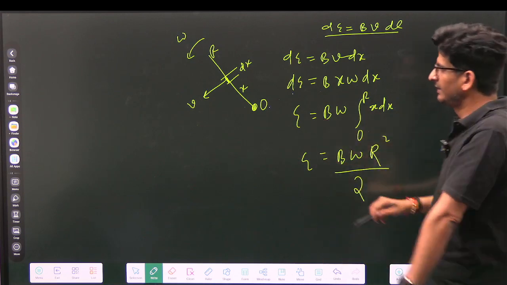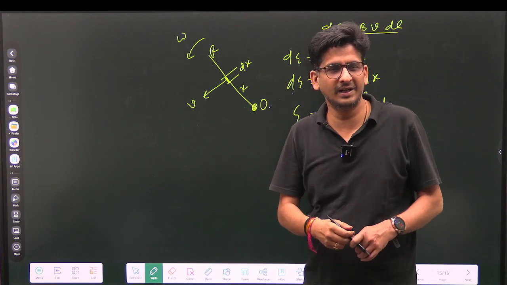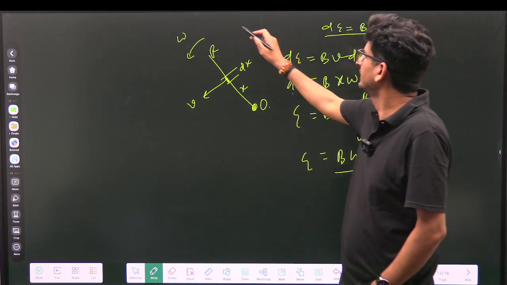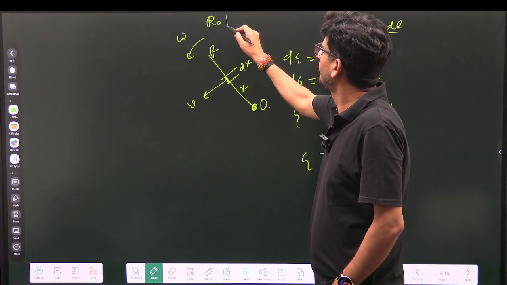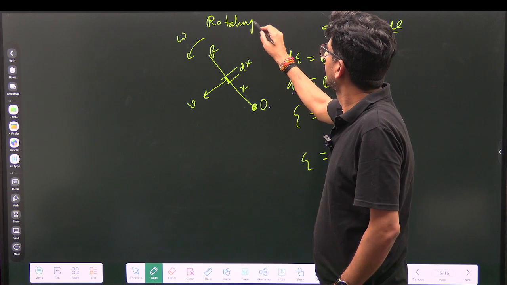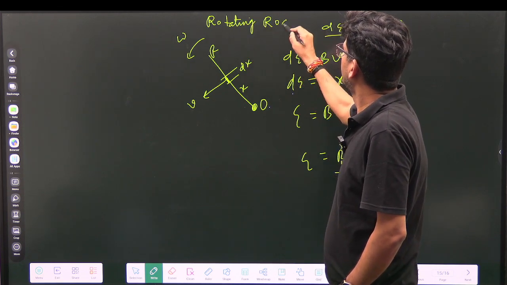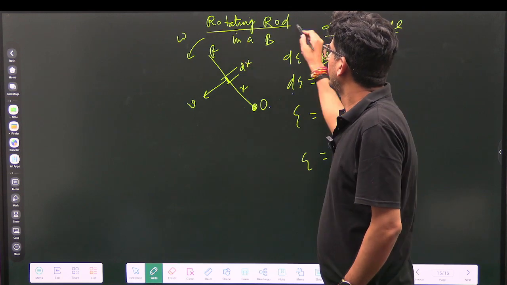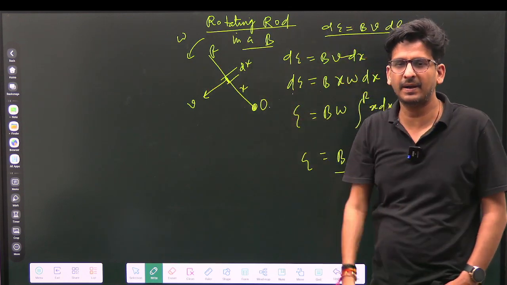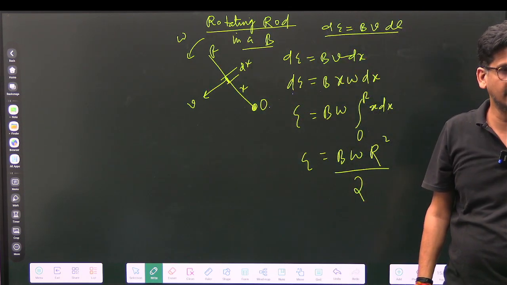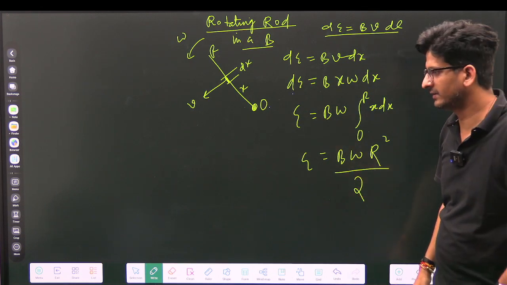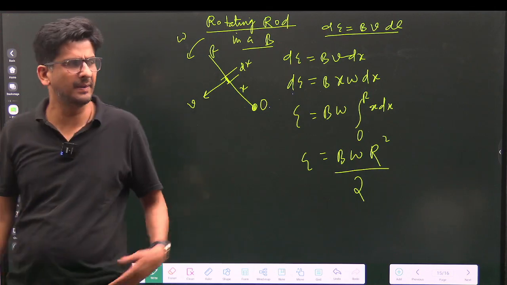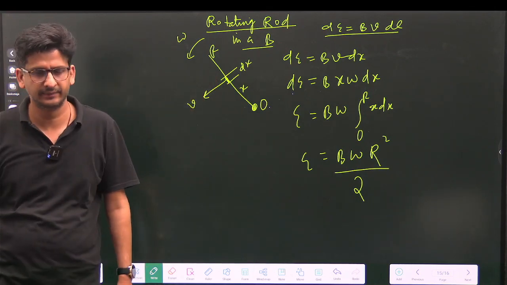So this is how you can calculate the EMF for a rotating rod in a magnetic field. Depending on whether the magnetic field is perpendicularly outside or inside, you will have different potentials. Is that okay? That will depend on the direction of the magnetic field. Okay.